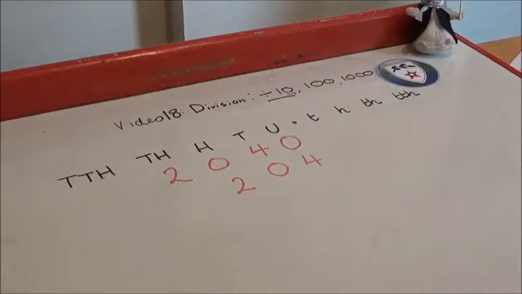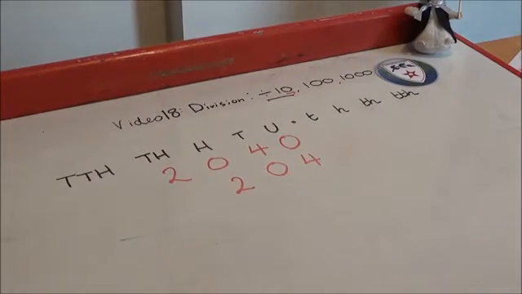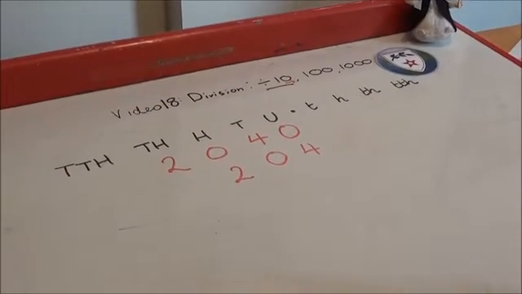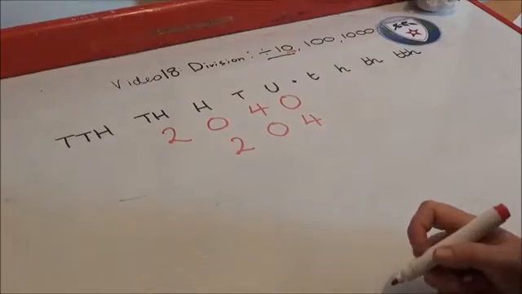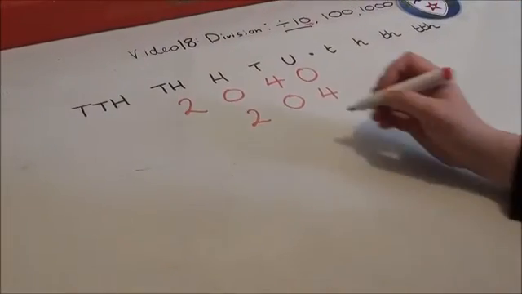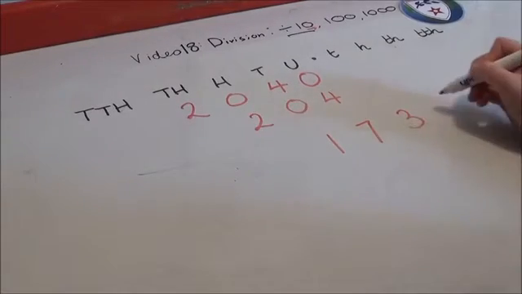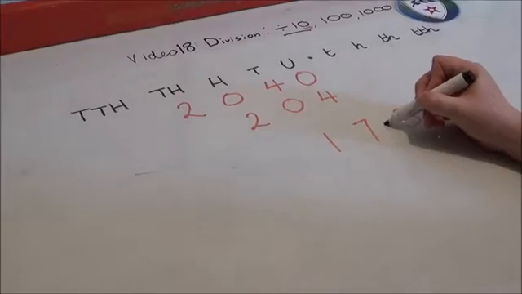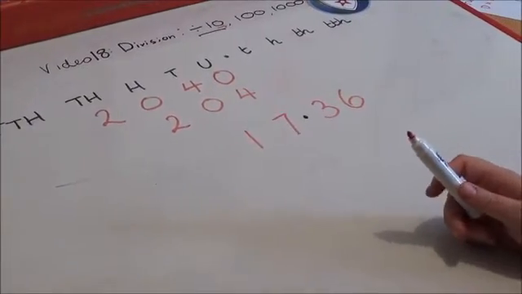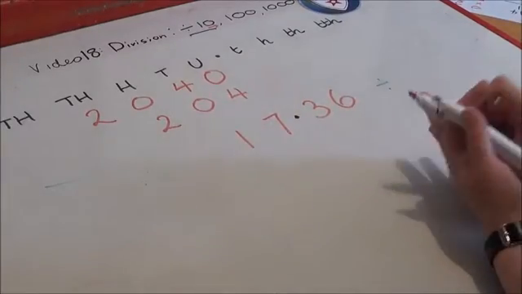Let's have another example of making a number 10 times smaller. This time we're not going to need Merv's magic because, let's face it, it's not. We're just going to move it down the place value position 1 place. So we might have the number 17.36. And we're going to divide that by 10.